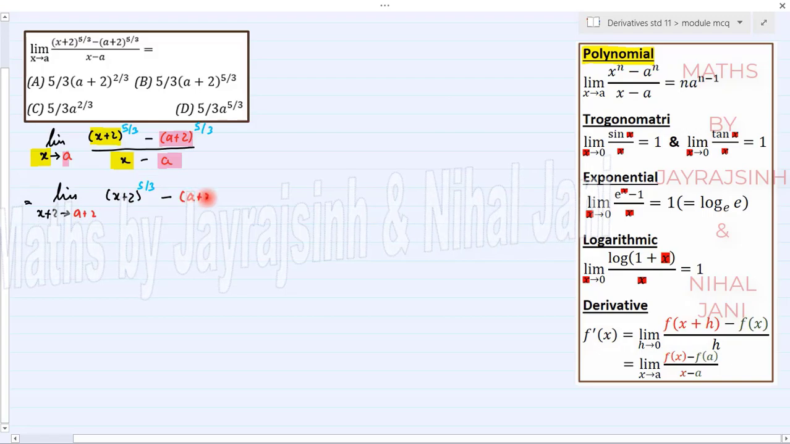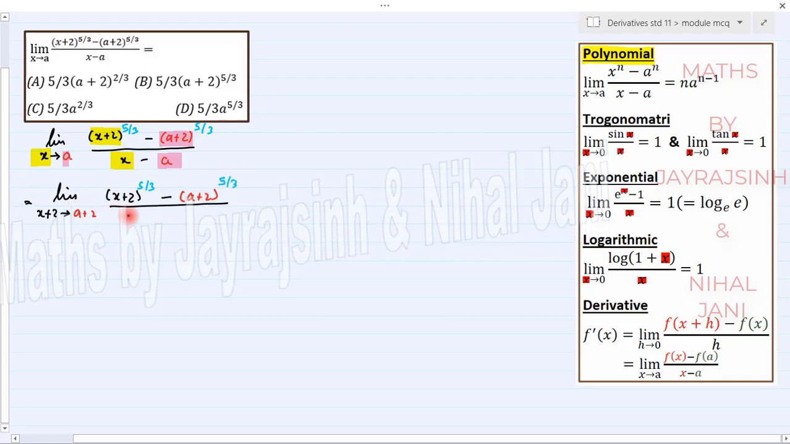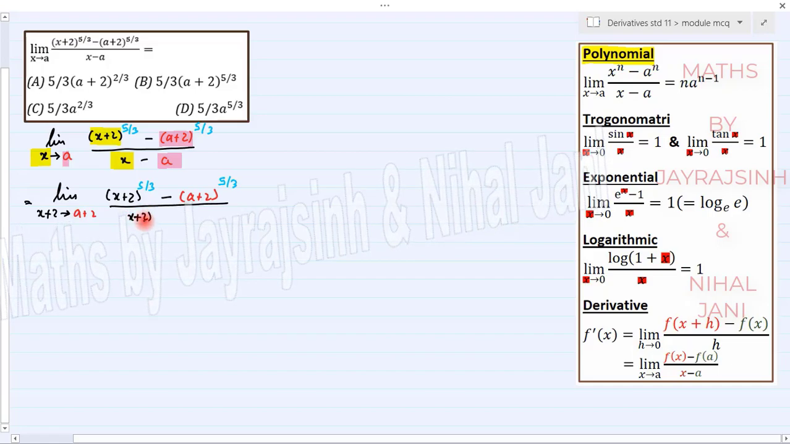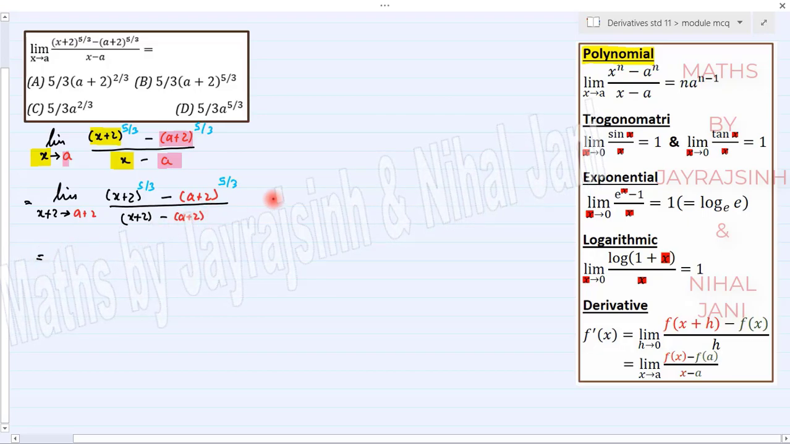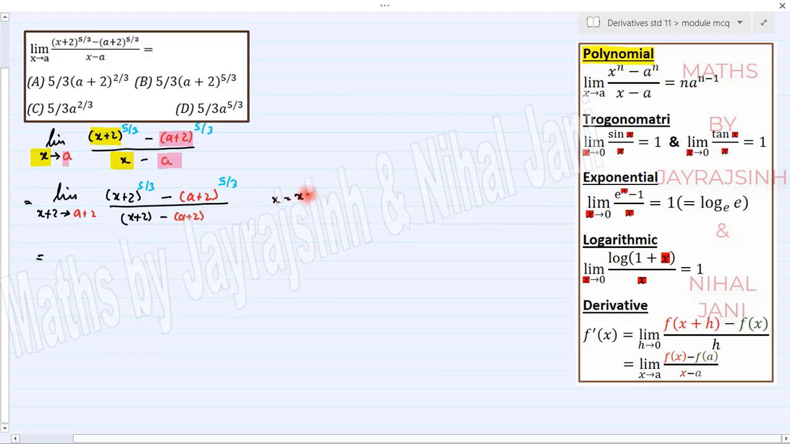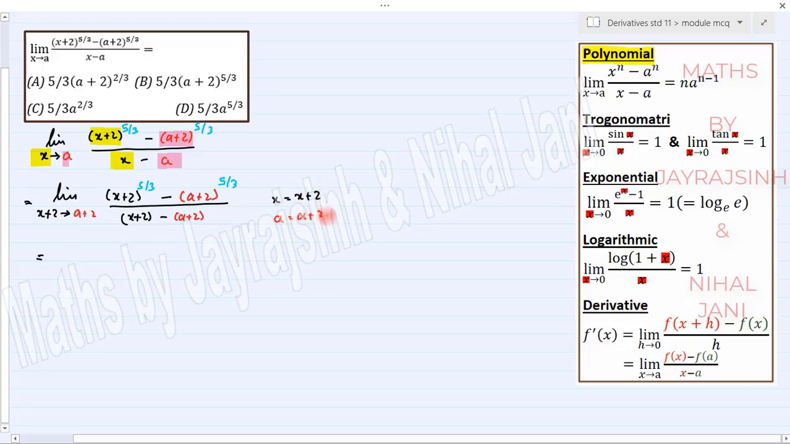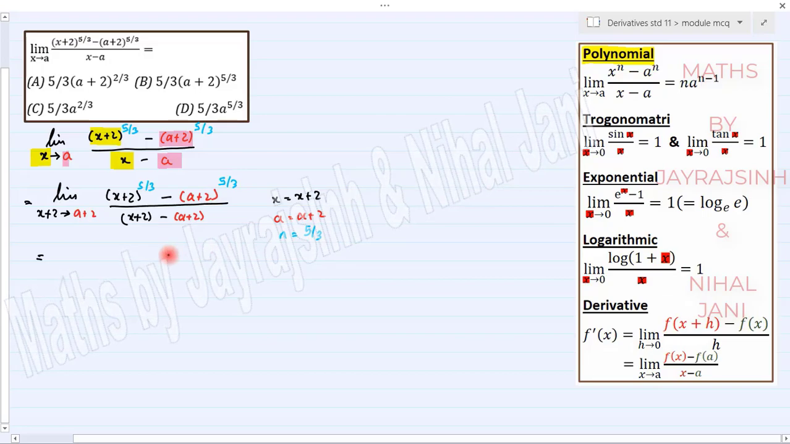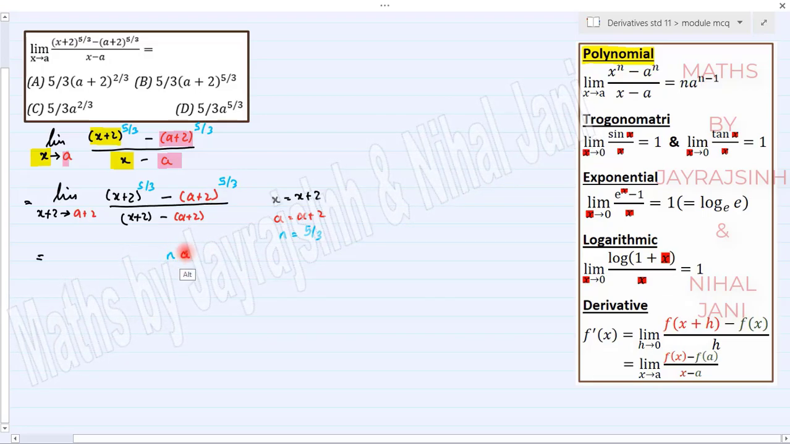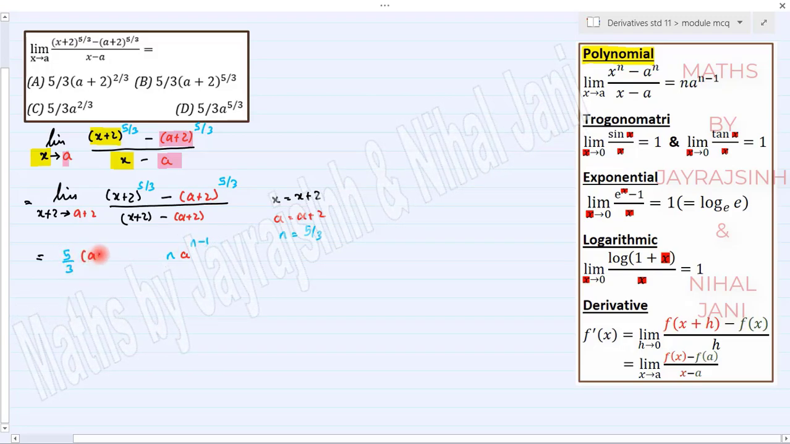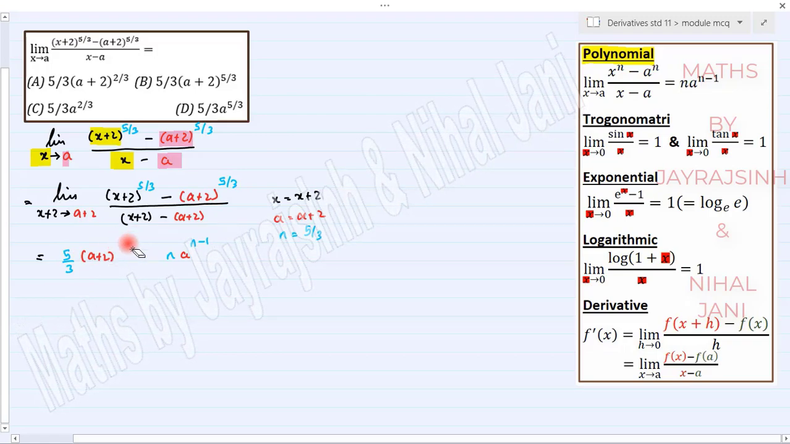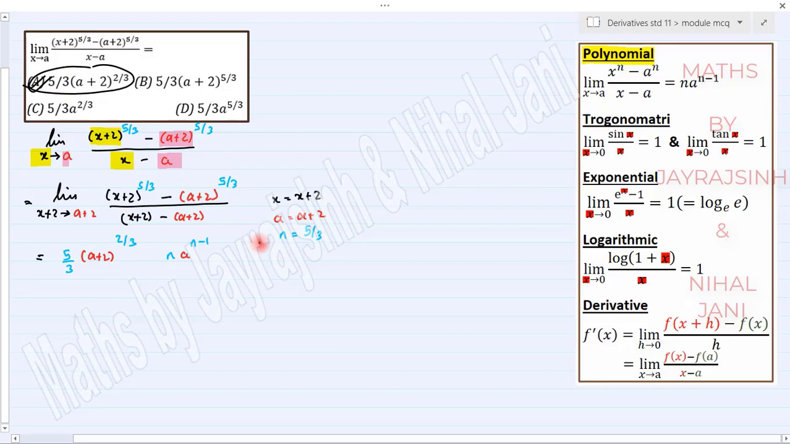Your numerator will be as it is, and in the denominator we can add and remove 2. So we'll get x plus 2 minus (a plus 2). So we get into the standard form where your x is x plus 2, a is a plus 2, and n is 5 by 3. So your answer must be n into a raised to n minus 1, or we can say 5 by 3 into (a plus 2) raised to 5 by 3 minus 1, or we can say 2 by 3, which is given in option A.